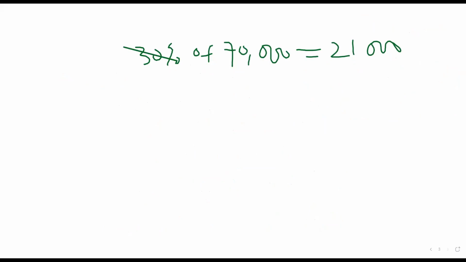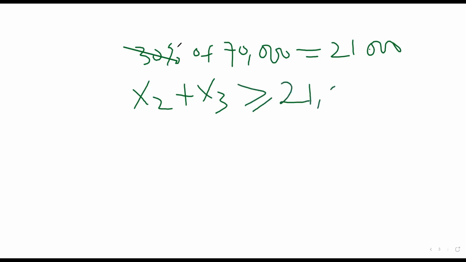Because we know the exact amount, we need to calculate that, which is what I've done. The way it's supposed to be is that certificate of deposit is X2 and treasury bills is X3, and I add them: X2 plus X3. Then go back to the keyword, which is at least. At least is what symbol? Greater than or equal to. It says at least 30% of the investment, so it should be greater than or equal to the 21,000 you've already calculated: $21,000.